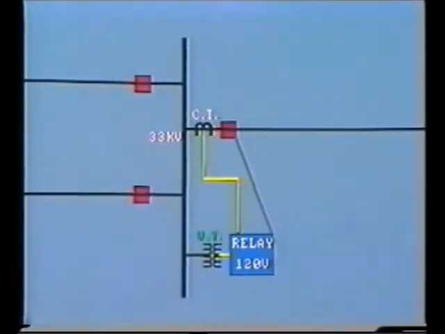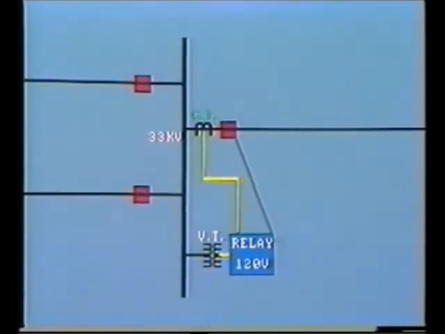The voltage is measured by a voltage transformer connected to the bus, which may be at, say, 33 kV. The secondary side of the voltage transformer, or potential transformer as they are often called, delivers 120 volts to the relay. This voltage will, of course, rise or fall in proportion to variations in the bus voltage, so it will represent the actual bus voltage to the relay.